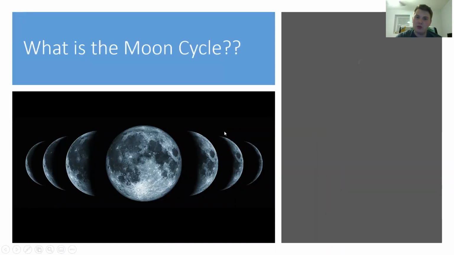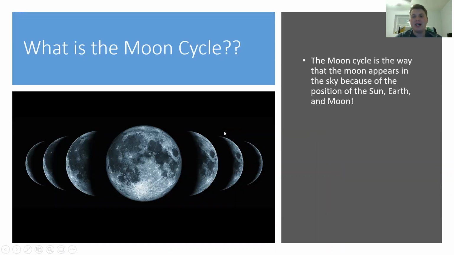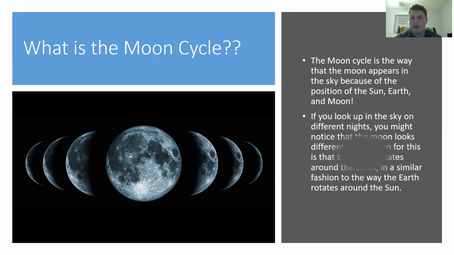What is the moon cycle? The moon cycle is the way that the moon appears in the sky because of the position of the sun, earth, and moon. If you look up in the sky on different nights, you might notice that the moon looks different. The reason for this is that the moon rotates around the earth in a similar fashion to the way the earth rotates around the sun.